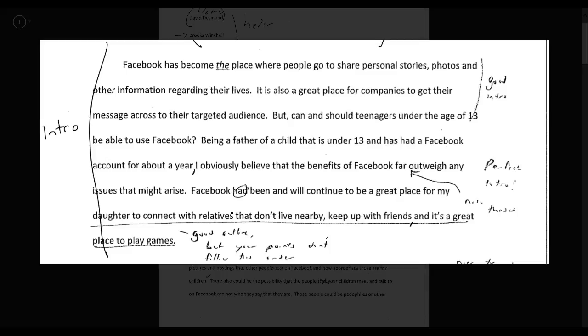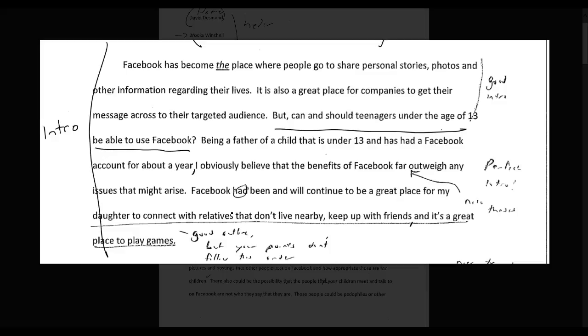Facebook has become the place where people go to share personal stories, photos, and other information regarding their lives. It is also a great place for companies to get their message across to their targeted audience. But can and should kids under the age of 13 be able to use Facebook? Here he introduces the controversy.